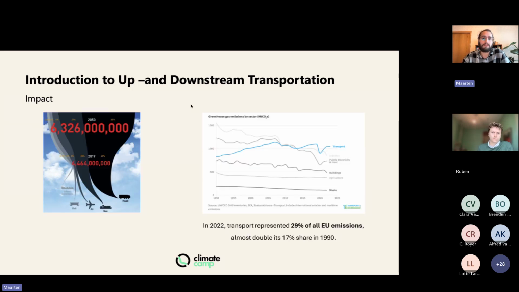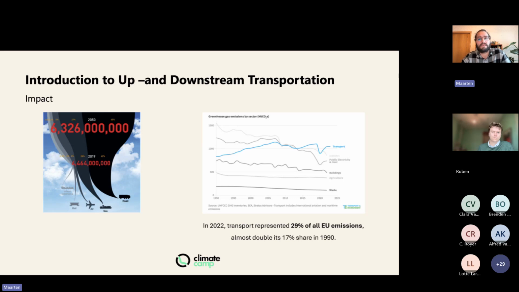Now, why should we care about up and downstream transportation? I've taken the left visual from the GLEC framework introduction, which showcases all the emissions coming from freight transport globally, which is now 4 billion metric tons of CO2 equivalent, and it will grow to 6 billion tons. And transport as a whole is even double that. Passenger transport is the same amount and even more emissions coming from freight transport. So transport emissions are expected to double by 2050. So it is a very important focus area for companies to calculate and reduce their emissions.